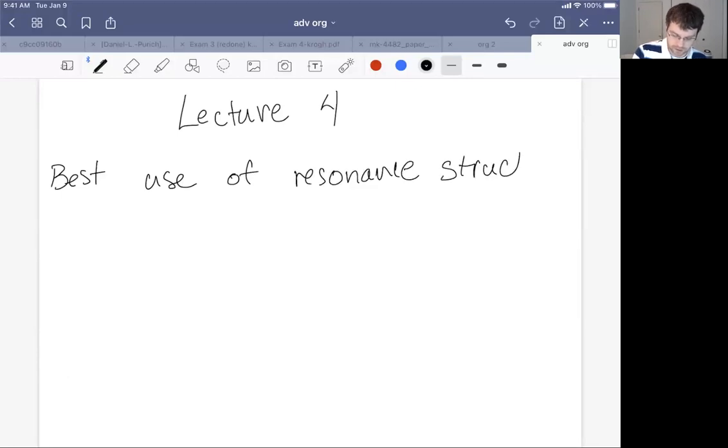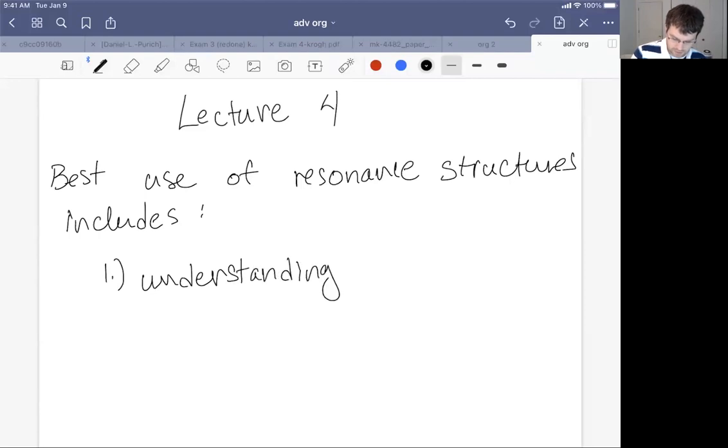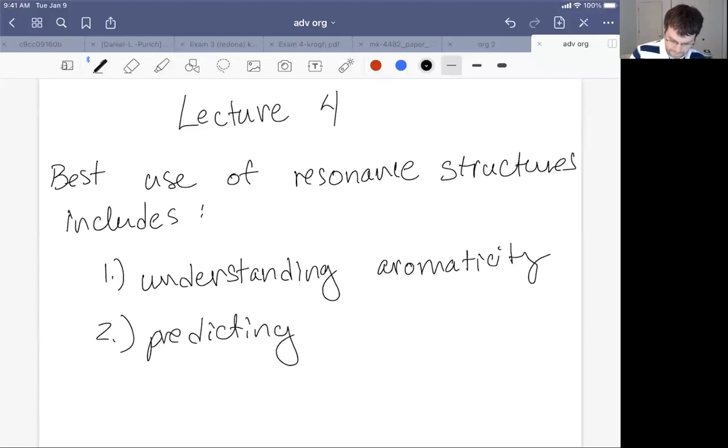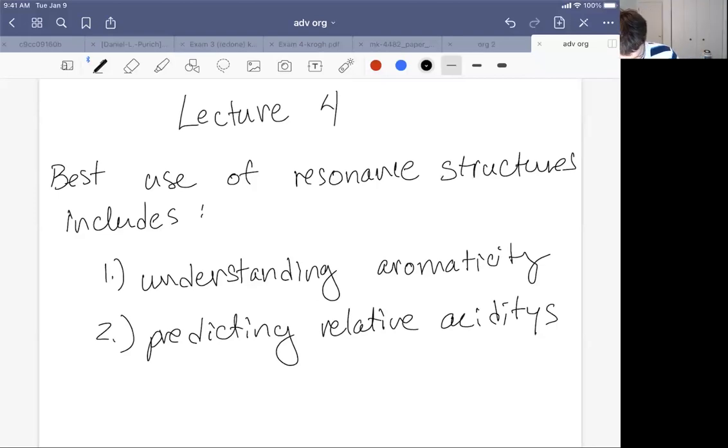includes, let's just put includes, right? Then I can cover all my bases. So one, understanding aromaticity. And number two is understanding relative acidities, or really predicting relative acidities. Okay, so let's start with aromaticity.